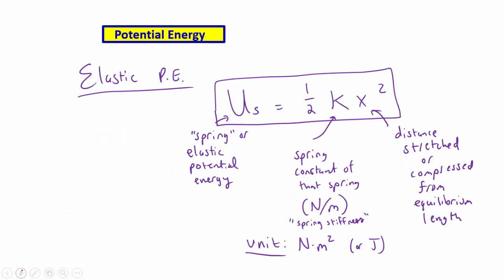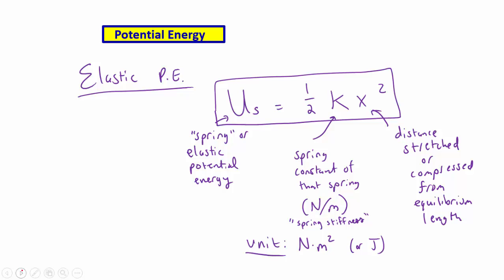Another type of potential energy is elastic potential energy, or spring potential energy, and it's denoted with a U sub s, and the equation is 1/2 kx squared. Now, if I have energy stored in a spring, k is going to be the stiffness or springiness of that spring, and k stands for the spring constant in units of newtons per meter.